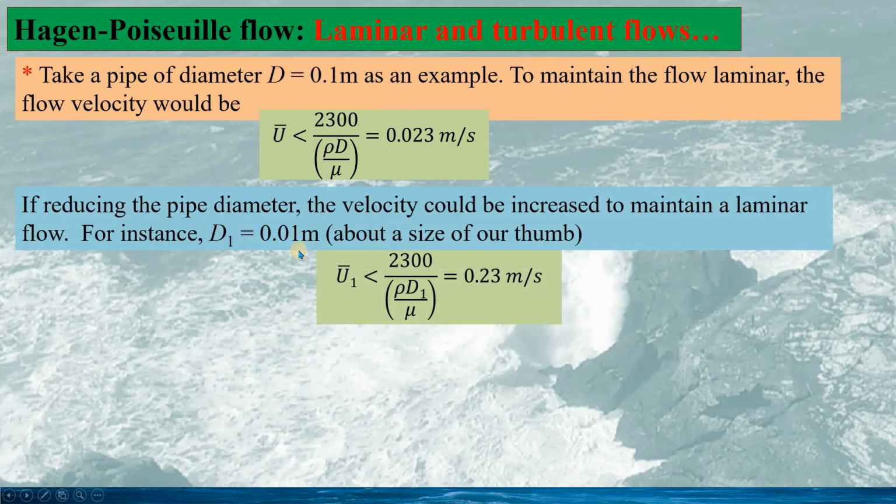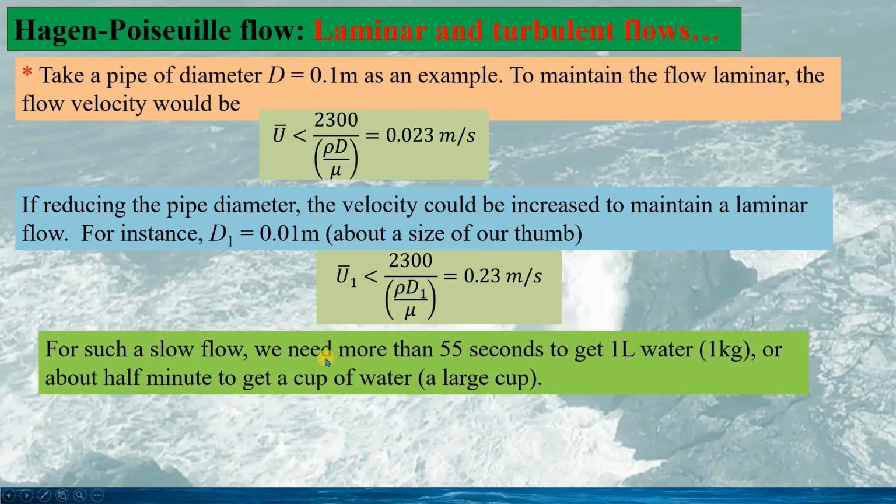And if we reduce the pipe diameter, the velocity can be increased, so we can still maintain a laminar flow. For instance, if D1 equals 0.01 meter, this is about the size of many pipes in the water supply in our house. So U1 bar would be given as this, and the velocity would be 0.23 meters per second. Again, a very small flow velocity.